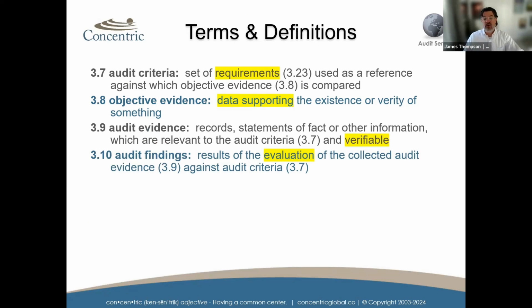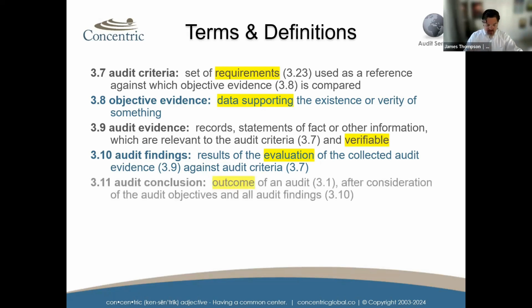3.10 audit findings. These are results of the evaluation of the collected audit evidence against the audit criteria. So your finding is your evaluation. Findings is, I look at that as a basket of all of these bits of evidence that you've pulled together while doing an audit. And you haven't quite made a conclusion on those pieces yet, but you've gathered that evidence objectively, and those collectively as a bundle become audit findings. Audit conclusion. Now, this does take you to the next level, which is the outcome of an audit after consideration of the objectives and the findings.